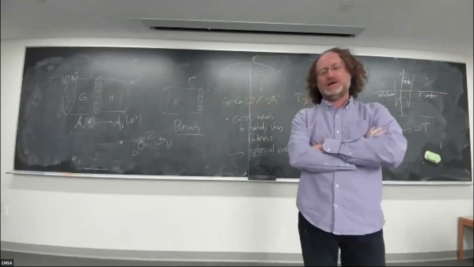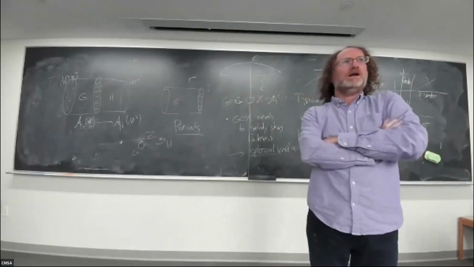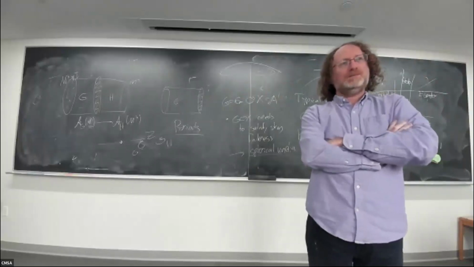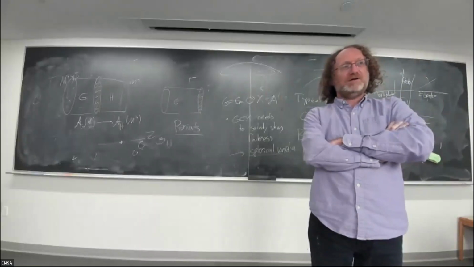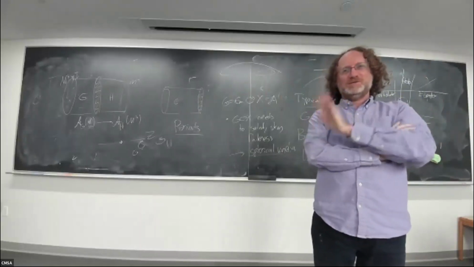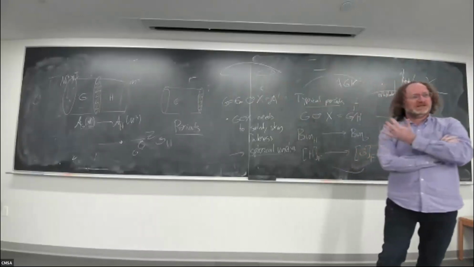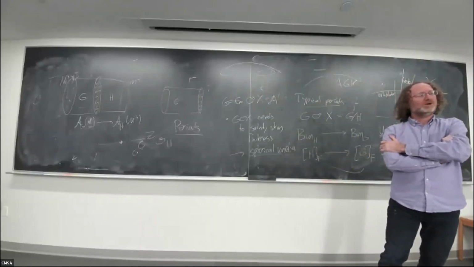If you believe this TQFT language, if you want to think there should be a three-category attached to a point, that three-category is the three-category of boundary conditions. Up to some quibbles we can discuss. Well, my first question is, what was the point? That's unclear.